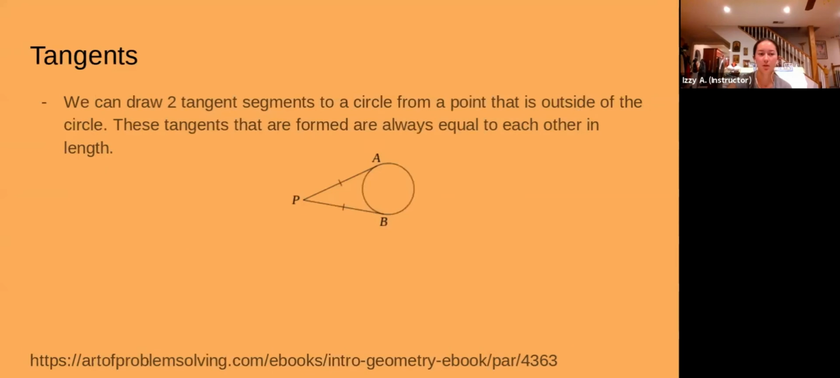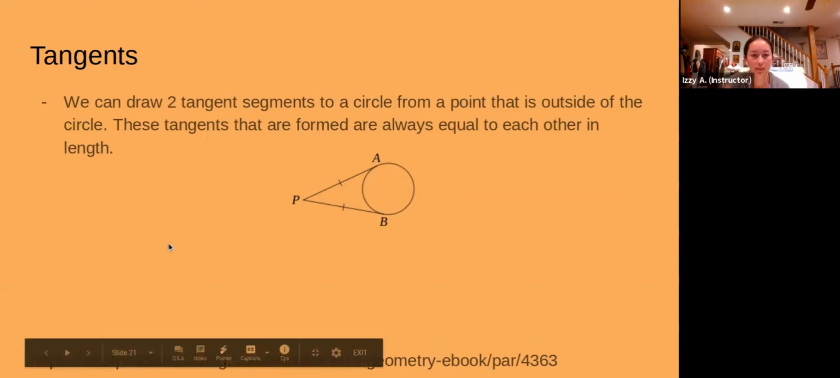Okay. So we can draw two tangent segments to a circle from a point that is outside of the circle. In this case, the two tangent segments would be PA and PB, and they're extending from a point that is outside the circle, which would be point P. These tangents are always equal to each other in length. So PA would be equal to PB.